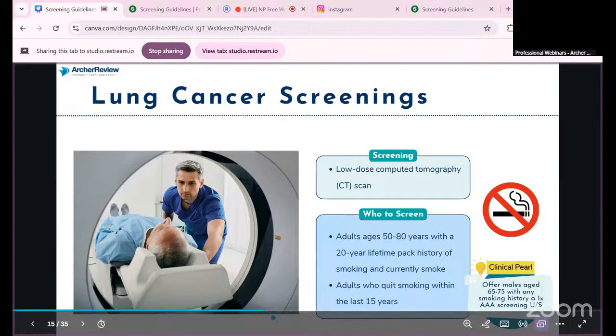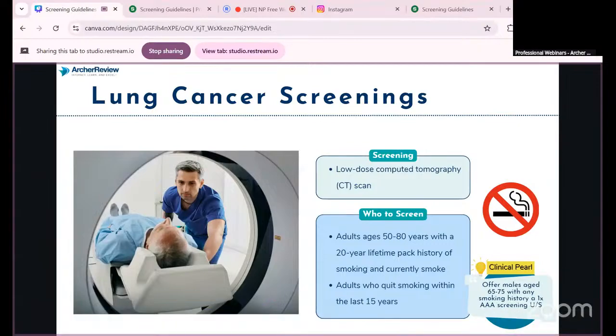If you remember, the number one cancer in the US that leads to death is lung cancer. And it is imperative for us to screen these vulnerable populations, i.e. smokers. The USPSTF recommends screening all adults aged 50 to 80 years old who have a 20-year lifetime pack history of smoking and currently smoke cigarettes, or have quit smoking within the last 15 years.